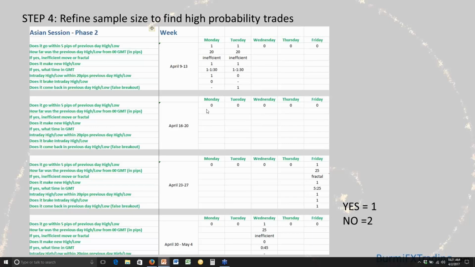Okay, there's actually another example here. This one, again, is from 2012 when I was going through the process. Phase number 2, I was just studying how the price responds around previous day highs and lows. So on this side here, we have week, then we have days, Monday, Tuesday, Wednesday. And then here we have some other notes, yes equal to 1, no, it should actually be 0, that's a typo.